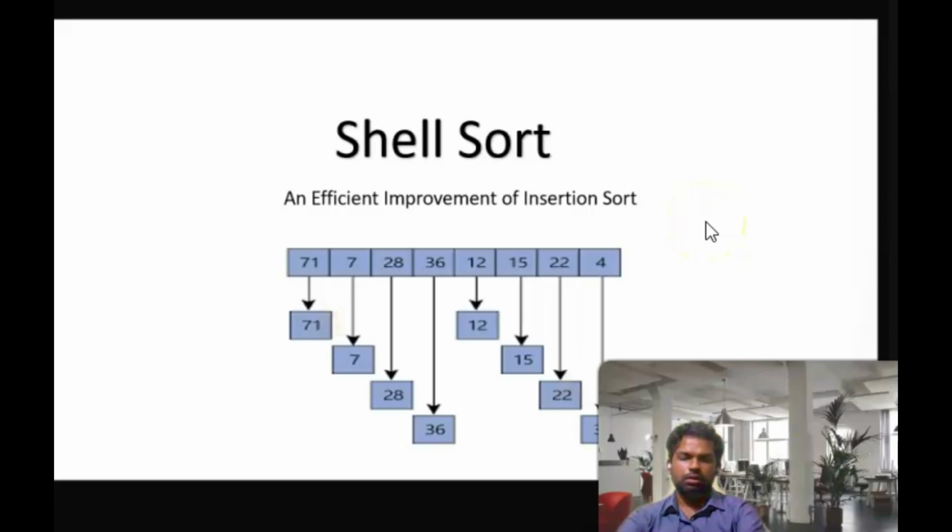So, in conclusion, shell sort is a powerful improvement over insertion sort using gap sequences.